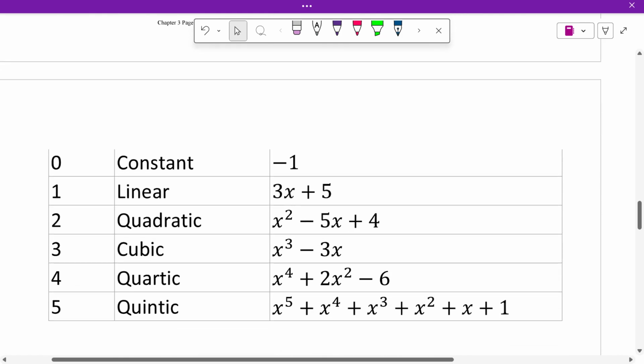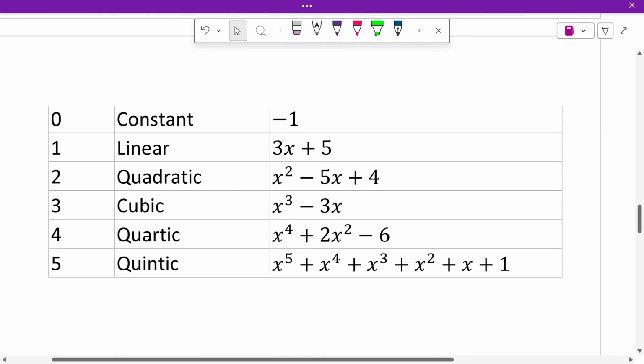Okay. Now, know these names. Know these names. A constant doesn't have a variable in it. It's just a number. A positive or negative number is called a constant. Linear has x to the first power in it as its own variable, or m to the first power, or p to the first power. Okay, but just one variable to the first power is linear. Quadratic is to the second power.